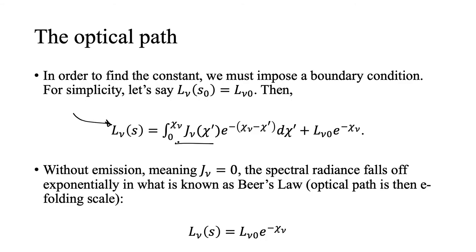But you know what? Whatever. You could plug this in a computer, and the computer would solve that for you. Interestingly, without any kind of emissions, this term would obviously go to 0, and you just find that the spectral radiance would decay exponentially with the optical path, which is kind of obvious if you think about Beer's law. Essentially, the optical path gives you the e-folding scale of the spectral radiance as your beam goes through the medium.